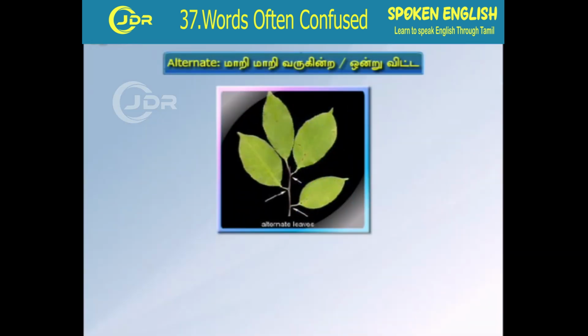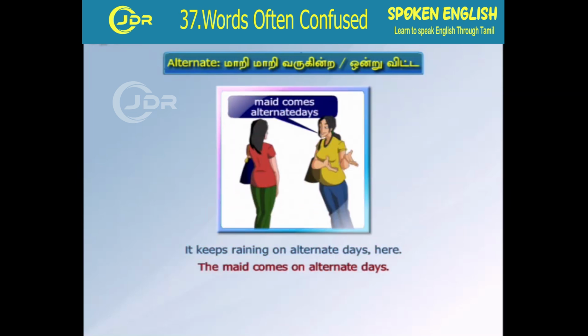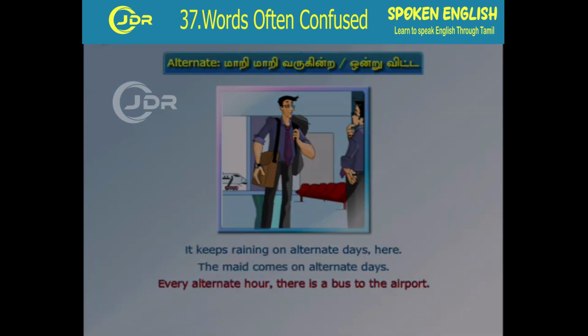Alternate, மாறி மாறி வருகின்ற. ஒன்று விட்ட. It keeps raining on alternate days here. The maid comes on alternate days. Every alternate hour there is a bus to the airport.